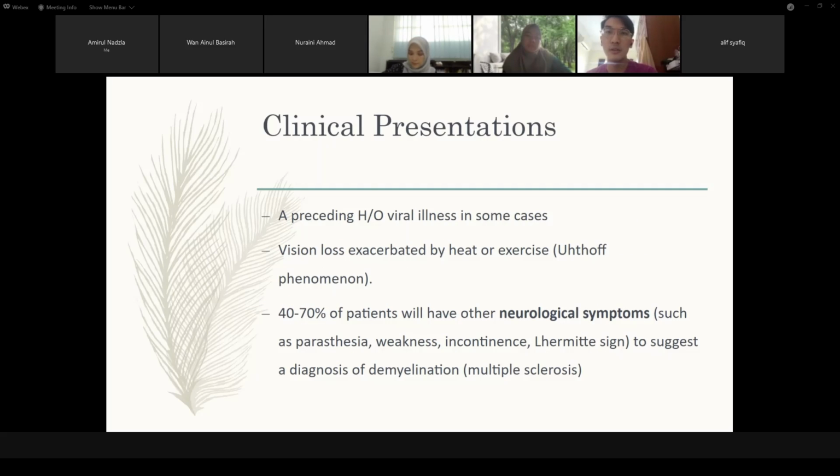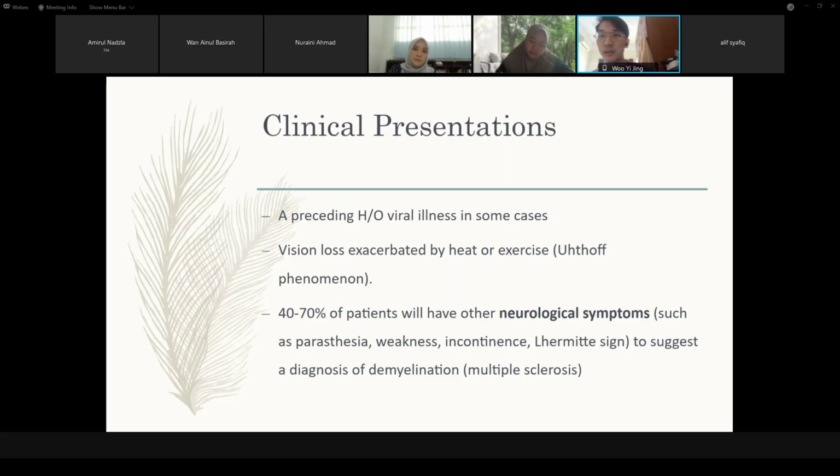So there could be a preceding history of viral illness, especially in children, because we can recall para-infectious causes normally happen in children. Vision loss is exacerbated by heat or exercise. This condition can happen in demyelinating diseases, more specifically multiple sclerosis. So when the patient is exercising or taking a hot bath, the vision loss will be exacerbated.